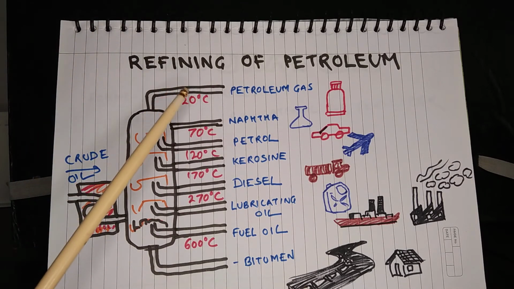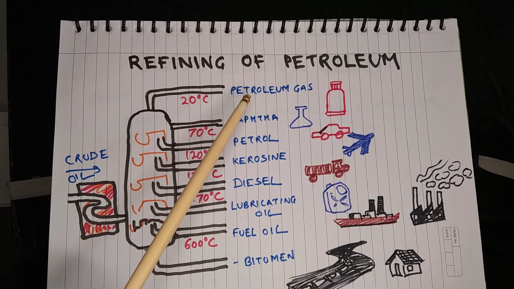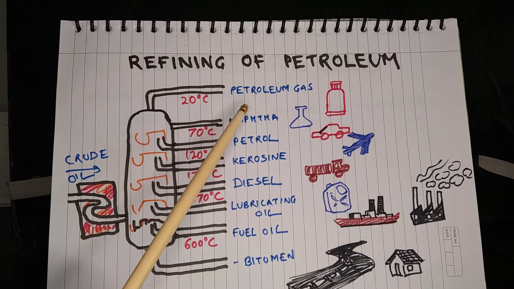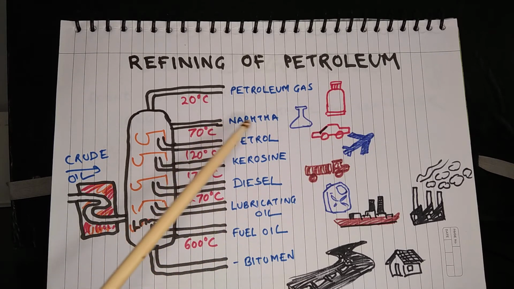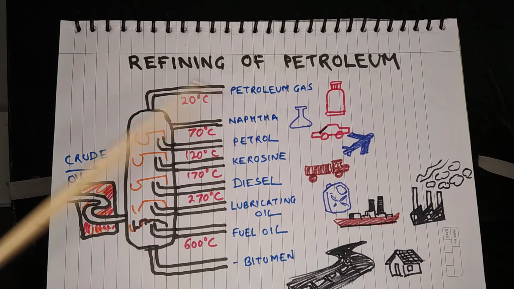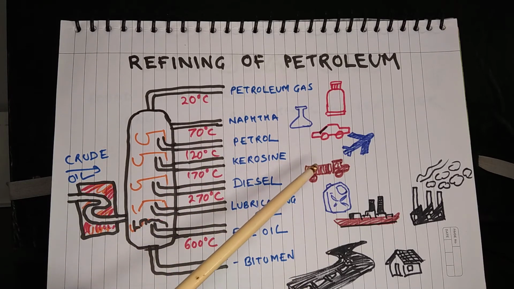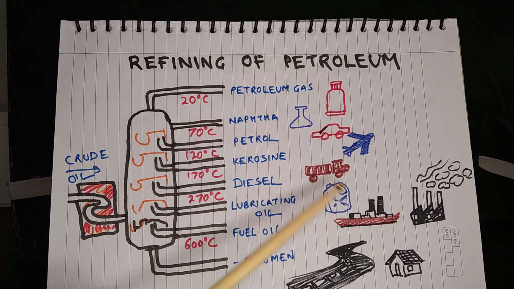At 20 degrees Celsius, you get petroleum gas, which is packed as LPG, that is liquefied petroleum gas, the gas which we get in cylinder for our kitchen. At 70 degrees Celsius, you get naphtha. Naphtha is used for making many chemicals, medicines, etc. At 120 degrees Celsius, we get petrol, which is used as fuel for light vehicles like car, scooter and motorcycle.